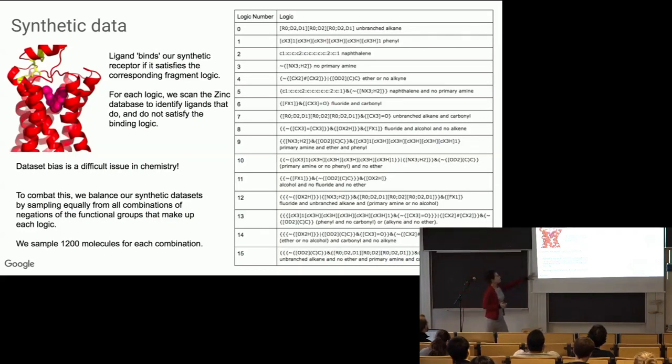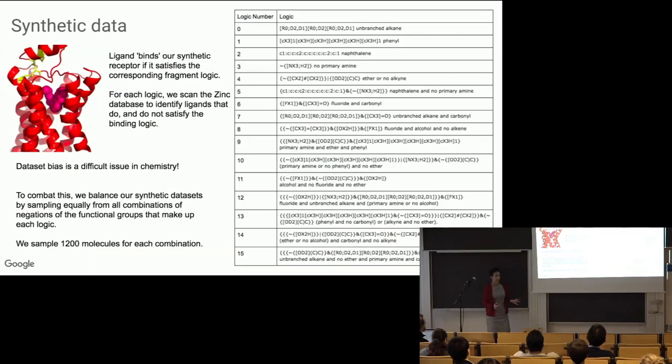And so we're going to use each of these logics to scan the ZINC database to identify ligands that do or don't bind the protein. So we're just constructing a fake data set here. We have 16 fake data sets with positives and negatives. And there's always data set bias. That's a big issue in chemistry. So we're going to be very careful to balance our synthetic data sets. We're going to sample equally from all combinations of negations of the functional groups that make up each logic. So we tried really hard to make this as balanced as possible.